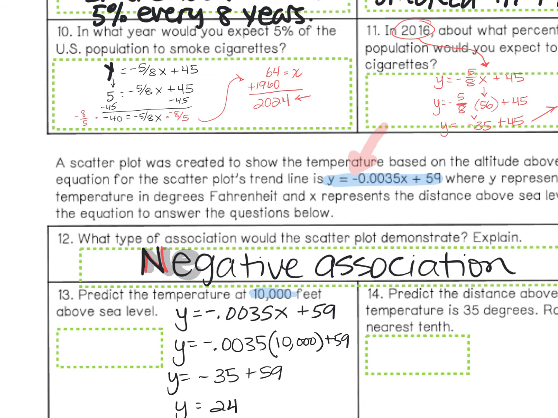So remember, in the context of this problem, that 24 is a temperature, so your answer is technically 24 degrees. You could type out the word degrees, or you can just put 24 in that answer box, and that would give you the right answer.